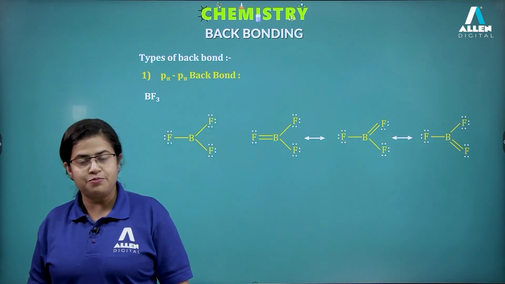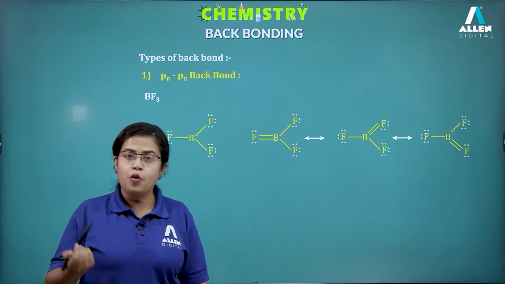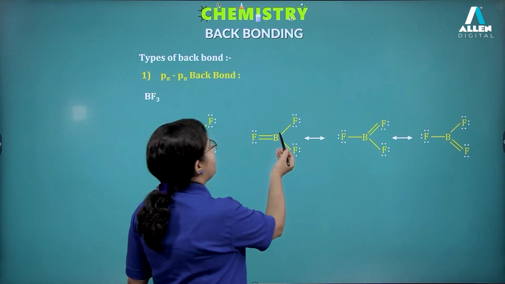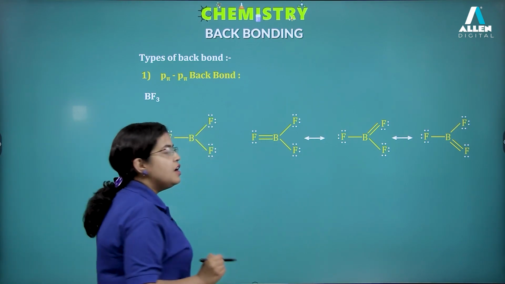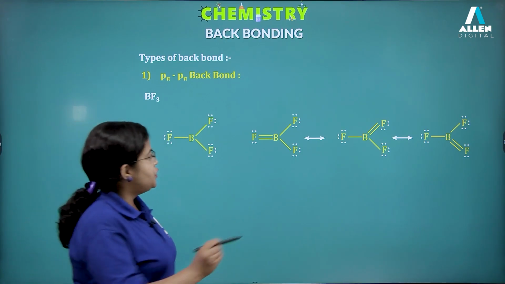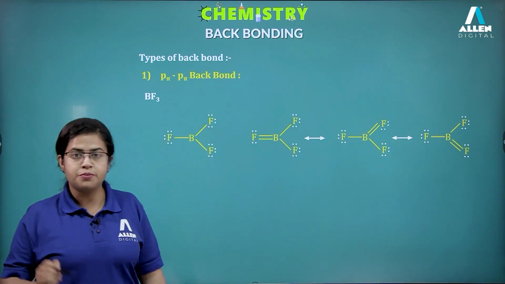Can you comment on the hybridization of the boron before and after back bonding? Boron was sp2 hybridized before back bonding. After that also, boron's hybridization remains unchanged because the bond which is formed is of pi type. So pi bonds are not considered under hybrid orbitals, you know that well, right? So the hybridization of boron remains unchanged even after it forms a back bond.